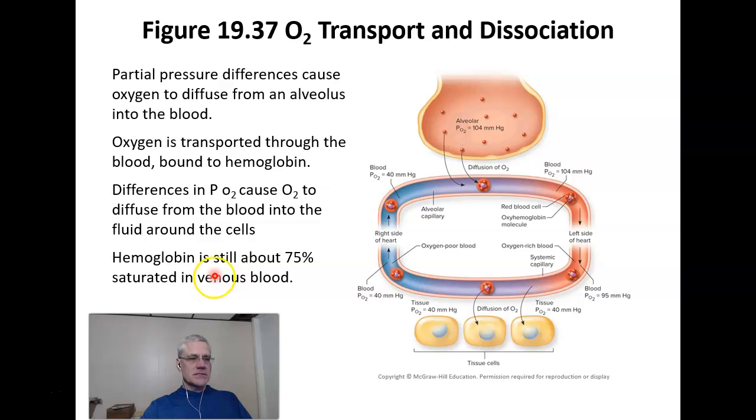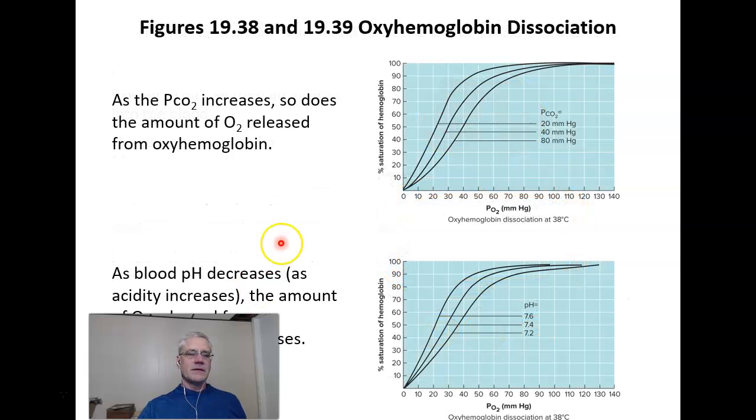It's true, hemoglobin still is about 75% saturated in venous blood. And yet we call that deoxygenated blood. It's just less oxygenated. Okay, now this curve, this saturation curve, the affinity of hemoglobin for oxygen changes in different situations.